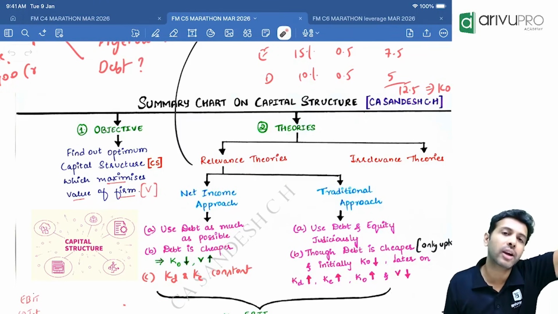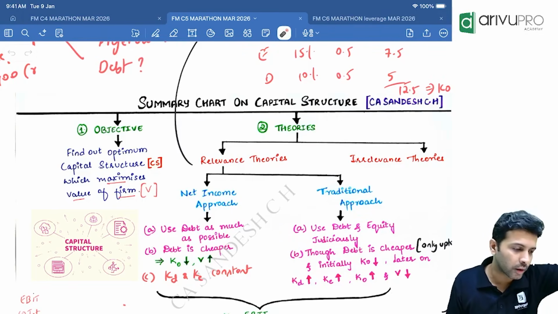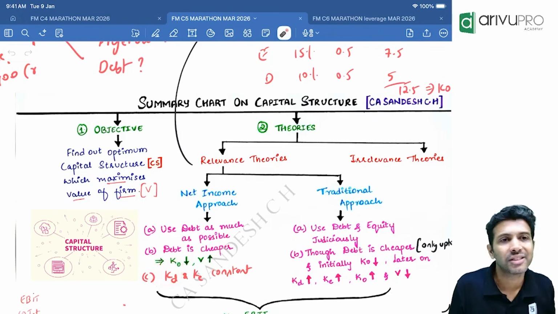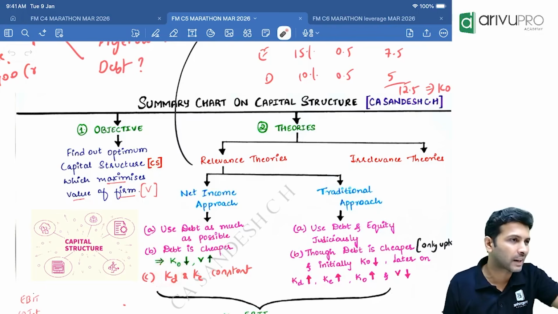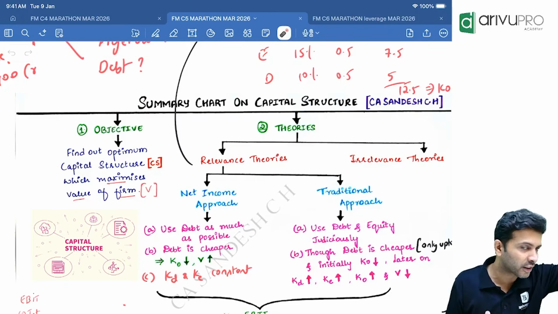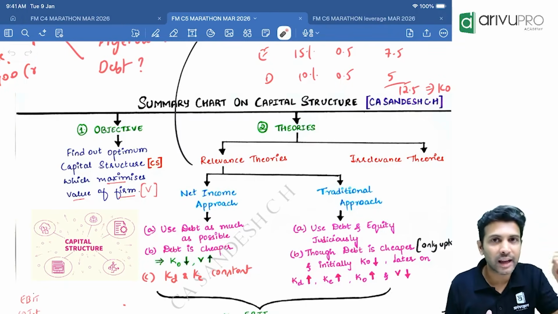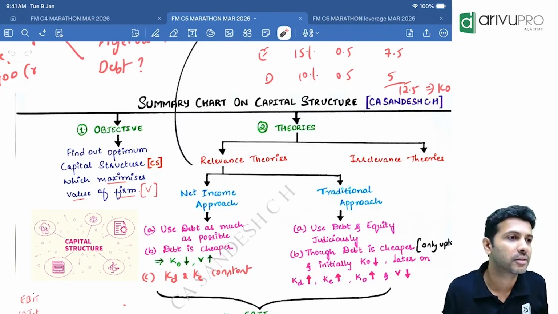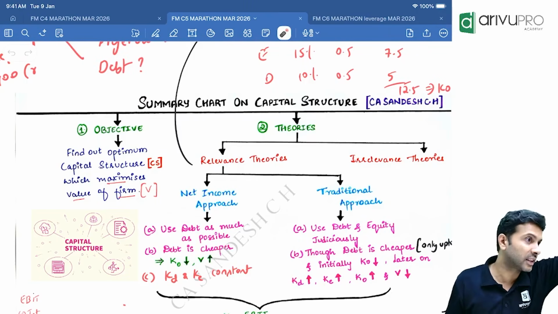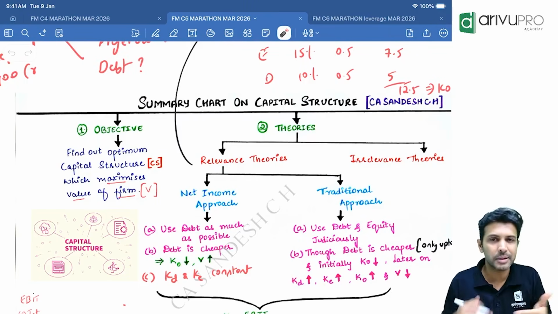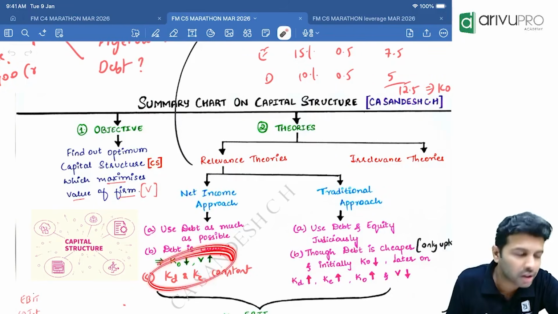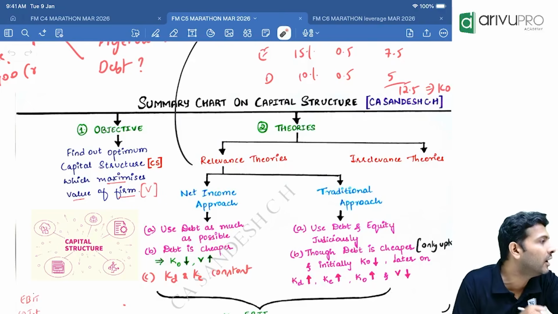You can take how much ever loan you want, whether you want to take 1 rupee loan or 100 crore loan, cost of debt will remain the same. That is this theoretical assumption. Practically outdated. Nobody will accept it. Taking a 1 lakh loan and a 100 crore loan are not the same. 1 lakh loan, maybe you can take it at 10%. But for a 100 crore loan, the bank may say, I will give it to you at 15%, if at all they give it. So obviously based on the amount, the cost of debt also will change. But this theoretical argument is that both Kd and Ke will remain constant.